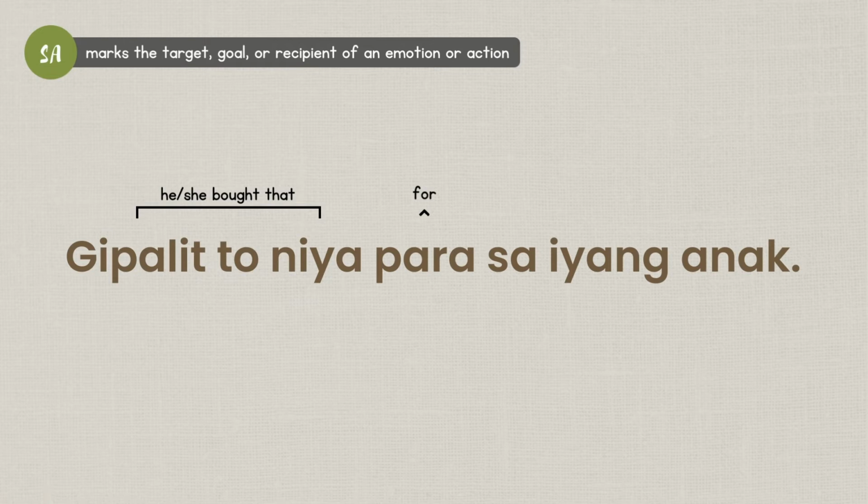So the bought item here is for whom? Para sa iyang anak. Iyang anak here means either his or her son or daughter. Gipalit to niya para sa iyang anak. She bought that for her son. We use the sa marker here since anak is a common noun.